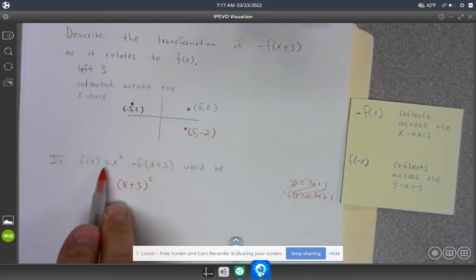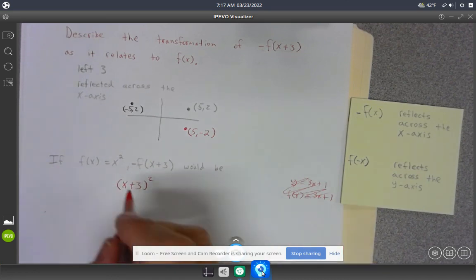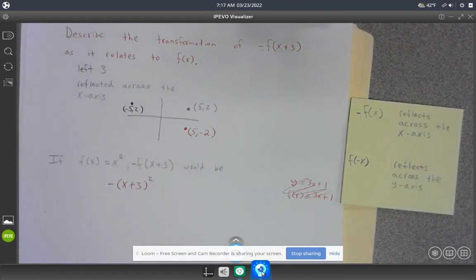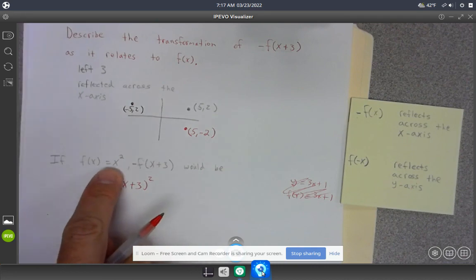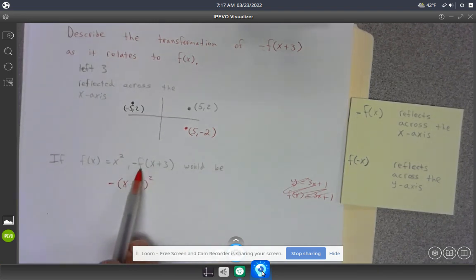All right, you go to the original f function and swap out the x for an x plus 3. And then this negative on the outside, you just negate this entire expression. So you would just put a negative on the outside. And that would be the reflection of this across the x-axis and left 3 units. You could graph it and see, but that's how you would work out algebraically that expression.